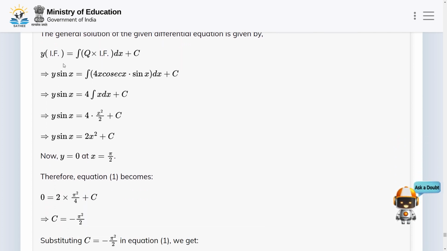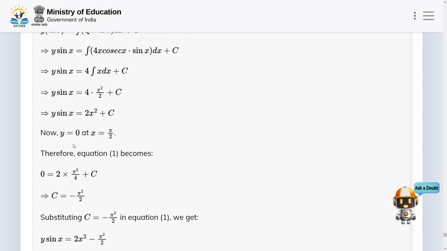y times the integrating factor is the integration of q times the integrating factor dx plus some constant. y sin x is equal to the integration of 4x cosec x sin x dx plus some constant. y sin x is equal to 4 times the integration of x dx plus some constant. y sin x is equal to 2x square plus some constant. This will be your general solution.